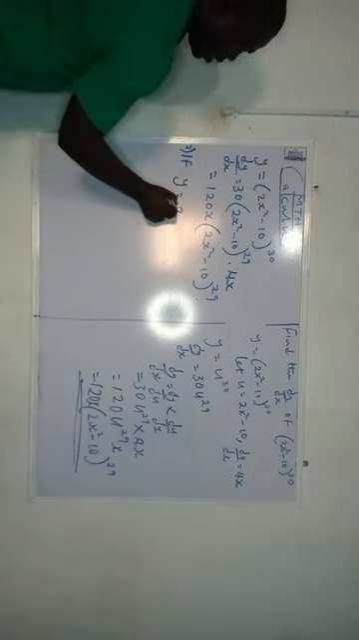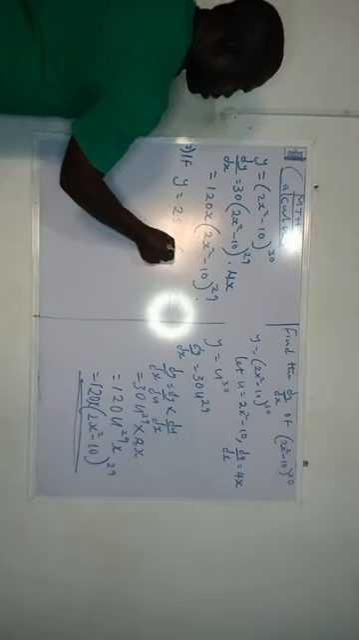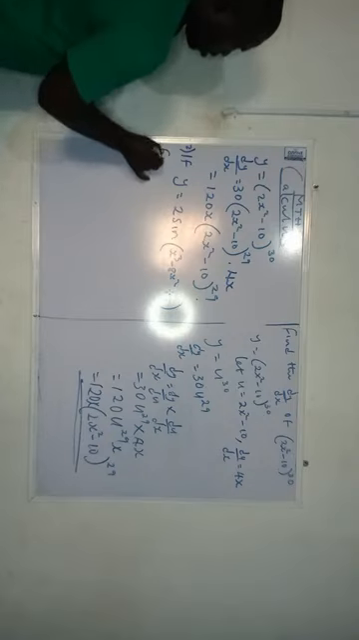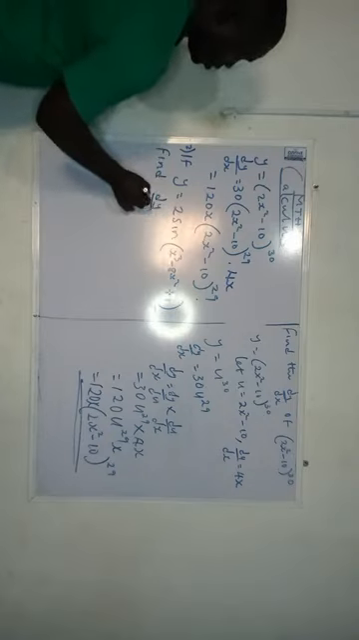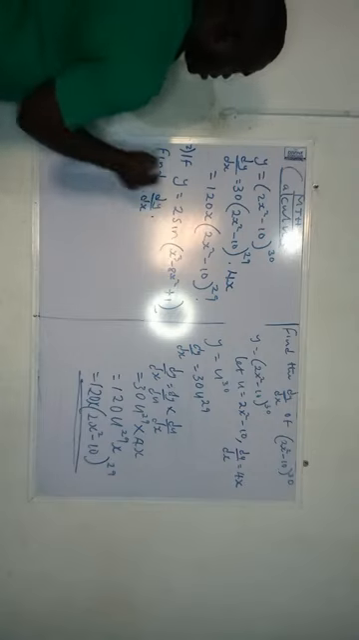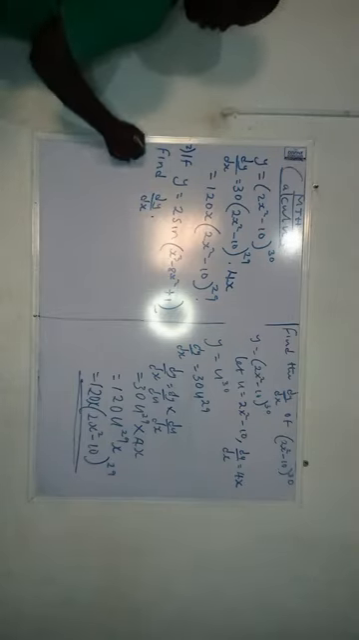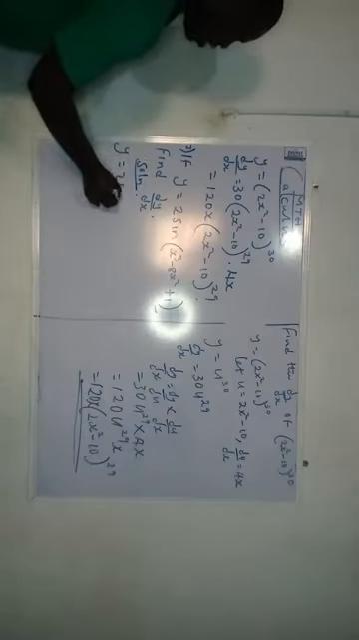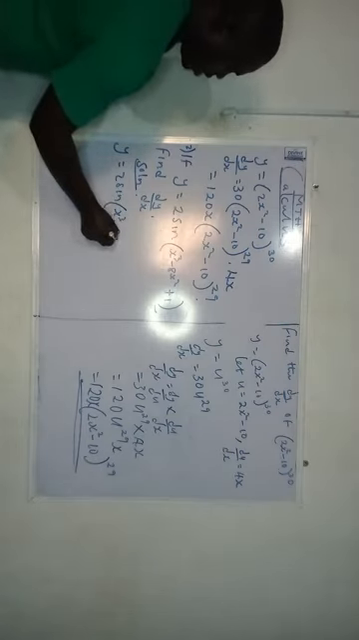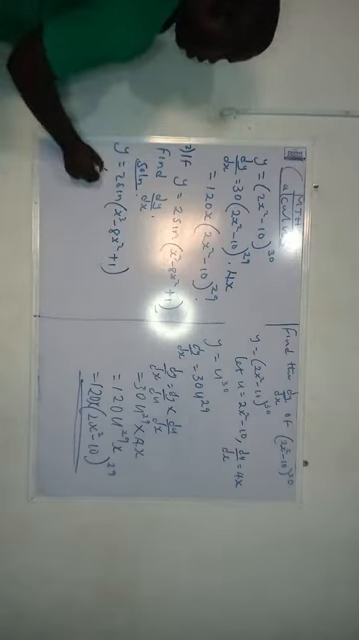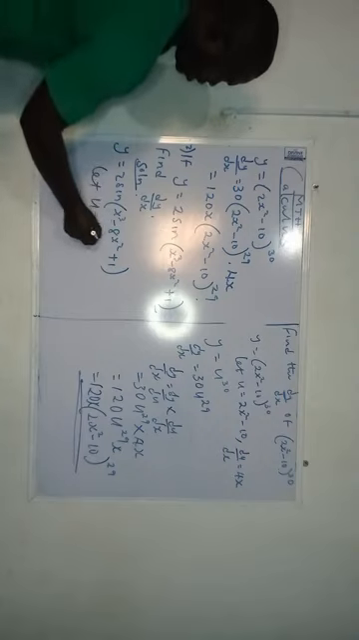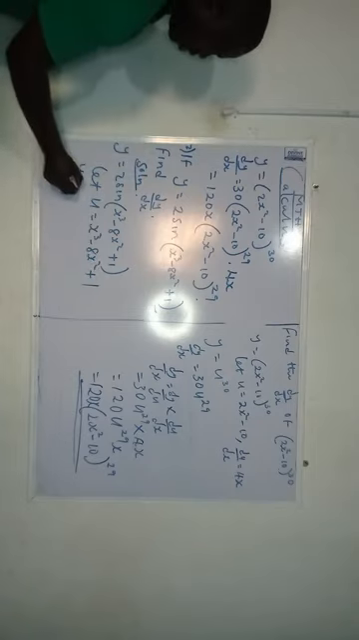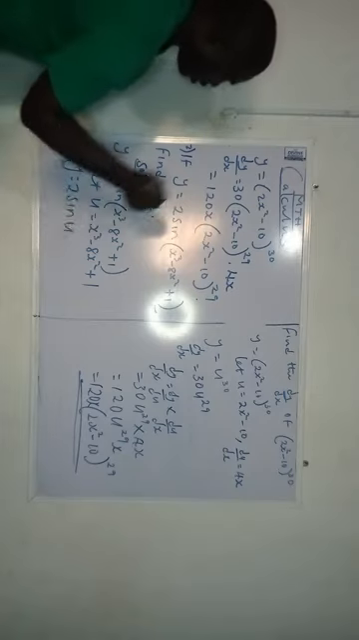If y is equal to sine of 8x squared plus 1, find dy dx. So solution, look at this question now. y is equal to 2 sine of 8x squared plus 1. I'll say again, let u be equal to 8x squared plus 1, and let my y be equal to 2 sine u.